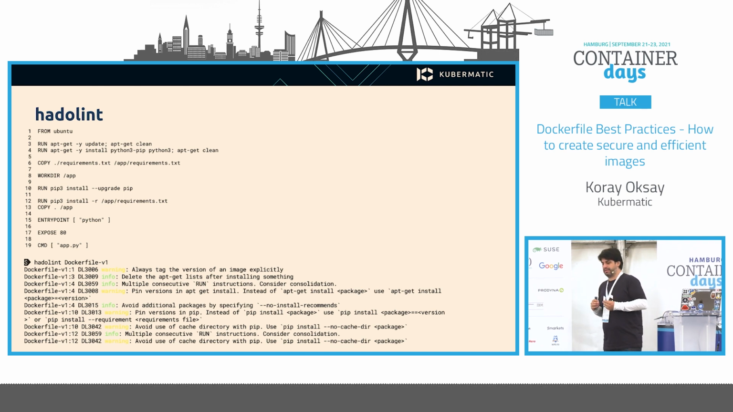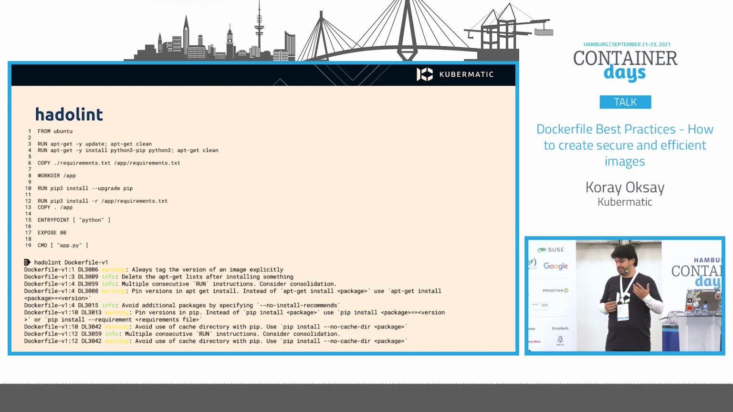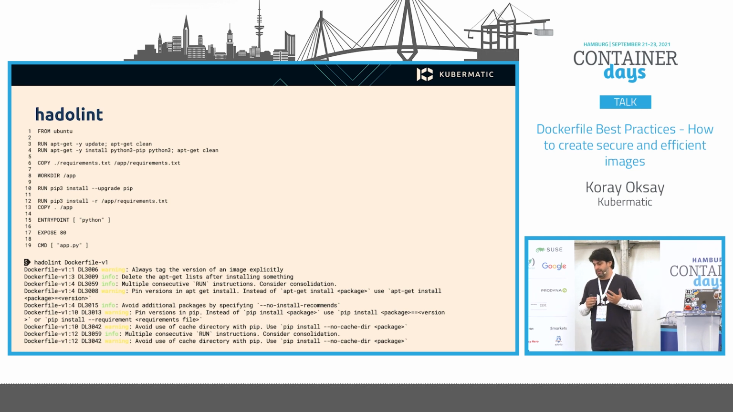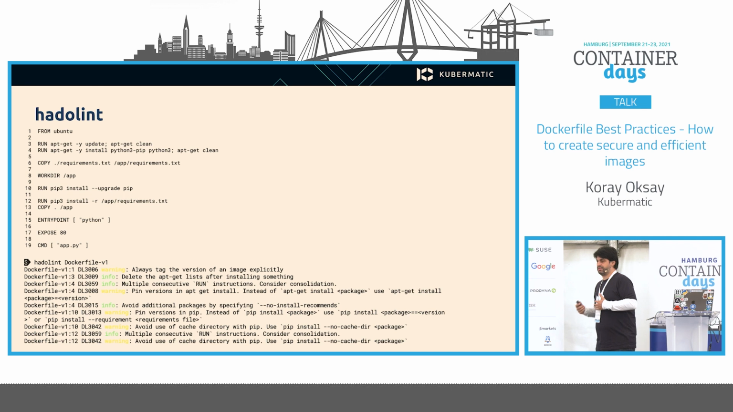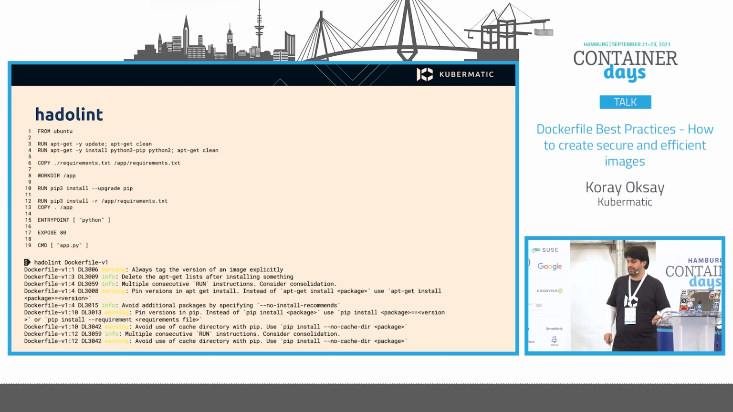Mainly it says that for a base image, you need to give a specific version. You do not use the latest version because maybe in 2 weeks there will be a new version with some compatibility issues. It says there are multiple consecutive RUN statements. Try to consolidate them. If you use apt, then remove the list, remove the cache of apt as well, and pin the package versions, again because of the compatibility issues with the new release, you might have issues.